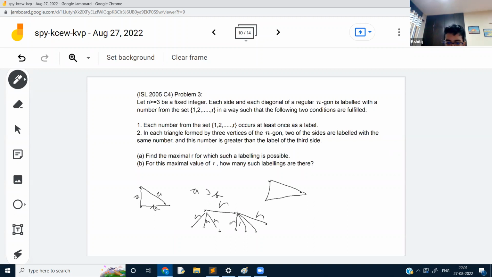This is R, and the cross edges between this and this will be something lesser. We can also see that no edges between these two will be R, and no edges between these two will also be R, since that will form a triangle with all edges the same. Now, if there's a cross edge between these two, then it is still possible.